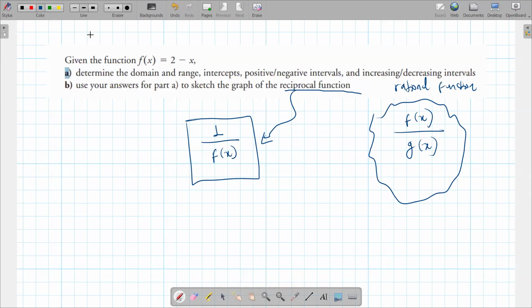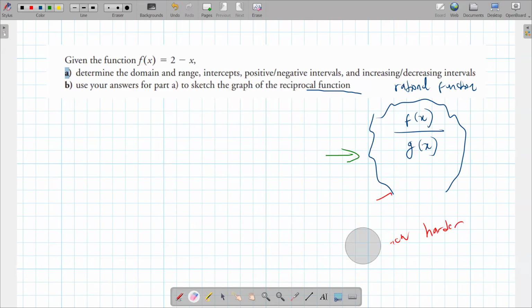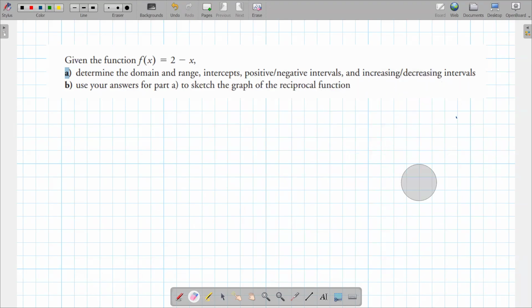So what I was saying is reciprocal function is in the form of 1 over f of x, whereas a rational function is in the form of f of x over g of x, okay? This one is much harder to graph than this one. This one is comparatively quite easy. So to graph this, you have to first know how to graph a reciprocal function. So let's see how that works. It's actually very simple. We've done this before as well.